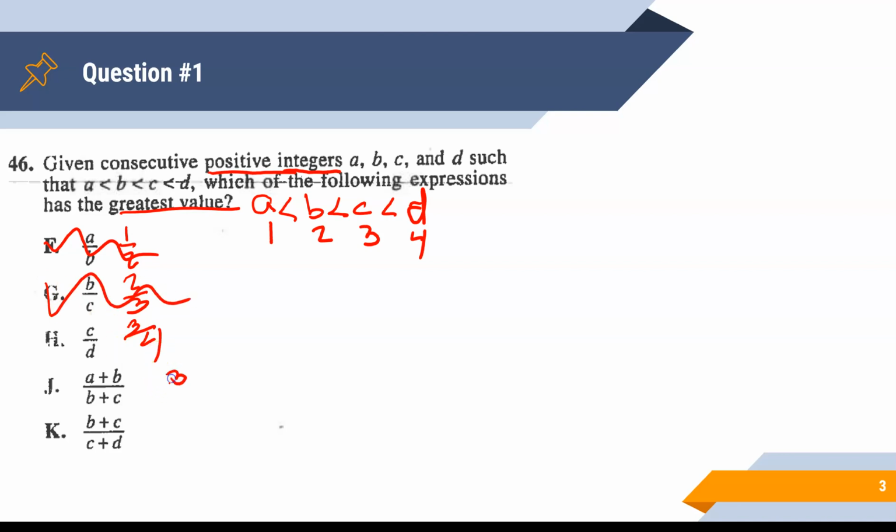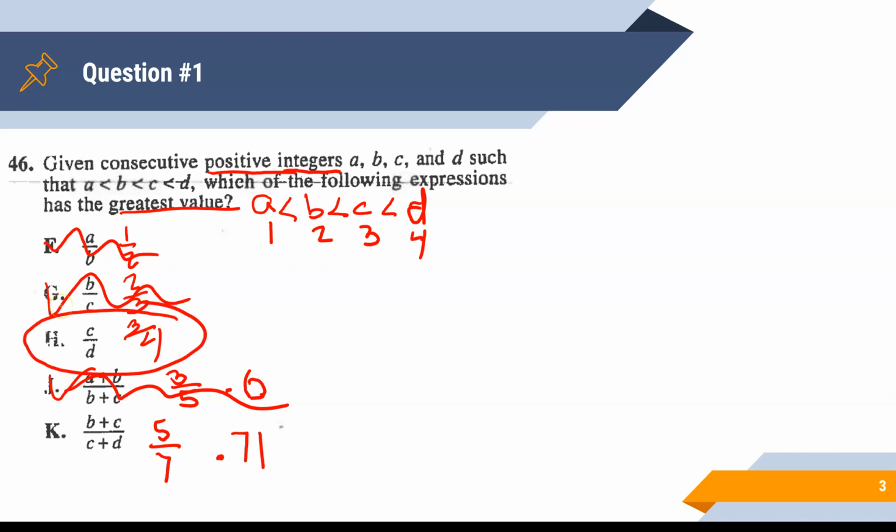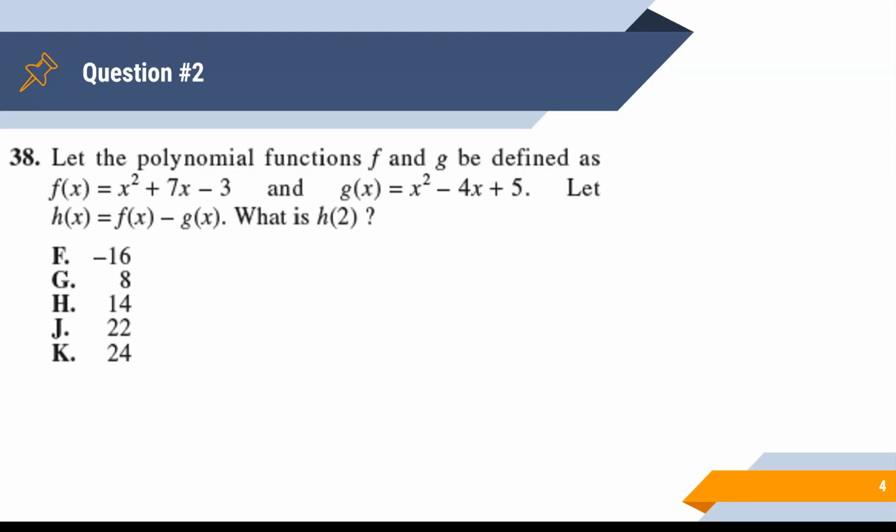J turns out to be 3/5, which is 0.6, which is not bigger than 3/4. And then letter K turns out to be 5/7, which is 0.71. So the biggest answer was letter H. Okay, here is our second question.